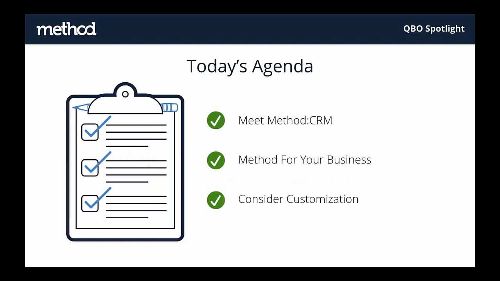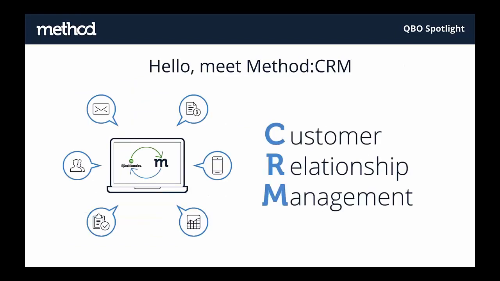The agenda today is going to be, as Leah mentioned, pretty short. We're just going to focus on three major areas within Method, right? We're going to spend about 40 to 45 minutes inside of the Method product and taking a look at how this can work for your business and integrate with QuickBooks. And we're really going to focus on introducing Method CRM, Method for your business, and then some considerations for customization. This is an area that I find kind of exciting near the end because it opens up the door for so much more than just what we're going to show here today.